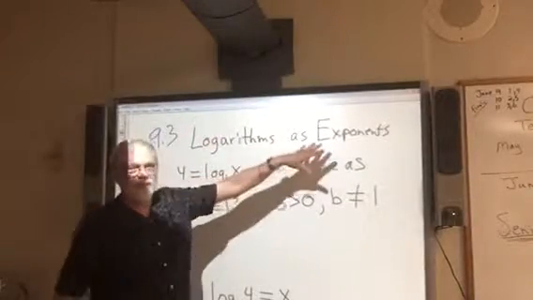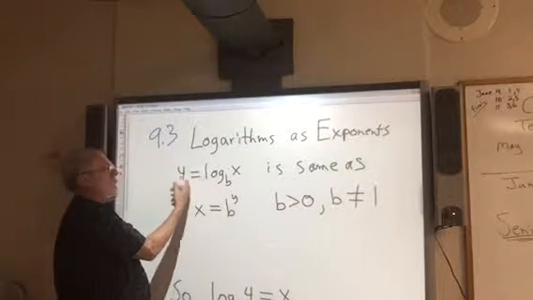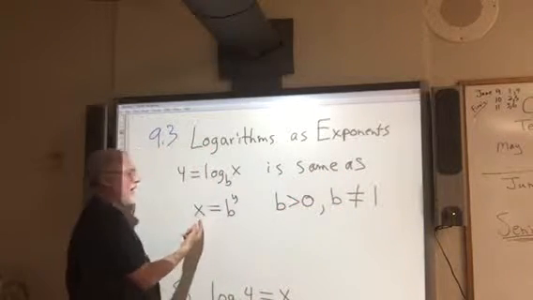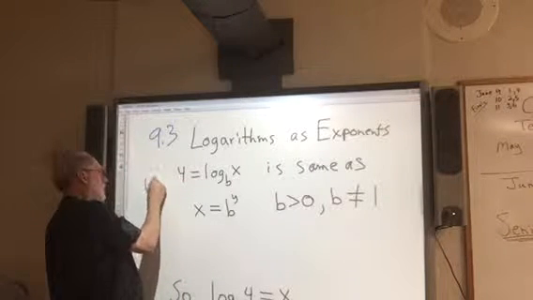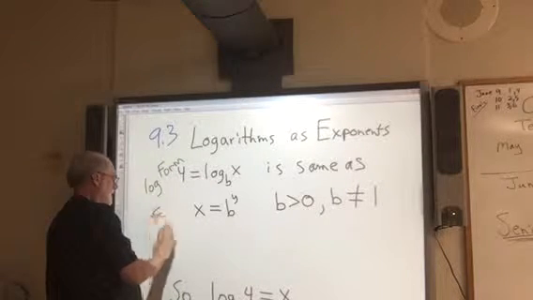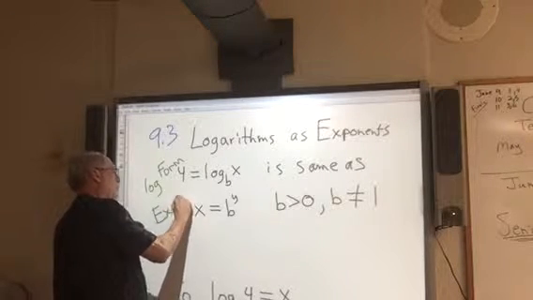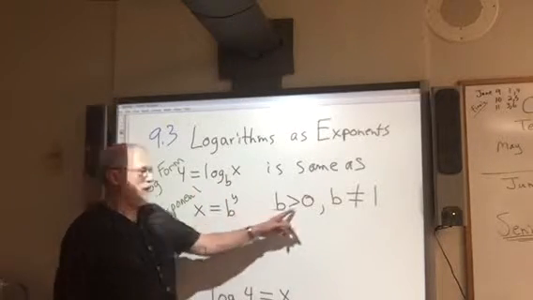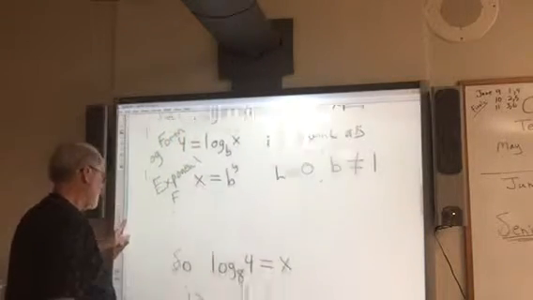Anyway, 9.3 is logarithms as exponents. We've done this recently, so I'm going to be really quick. If we have y equals log base b of x, it is the same as x equals b to the y power. We call this log form. Exponential form. Log form, exponential form, as long as b is greater than 0 and it's not equal to 1. Got it? So here's some examples very quickly.